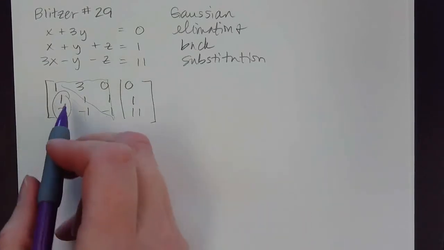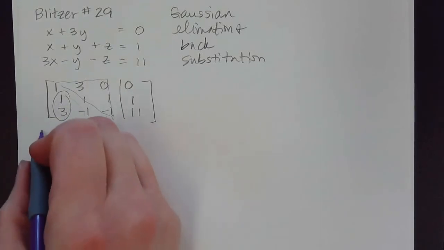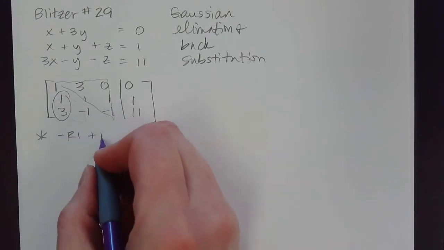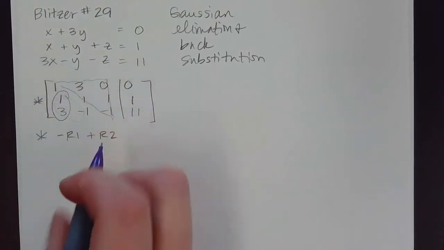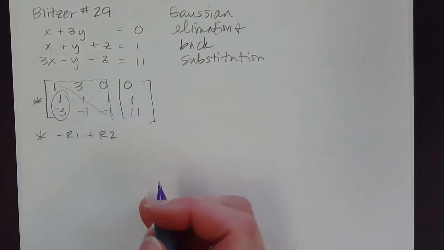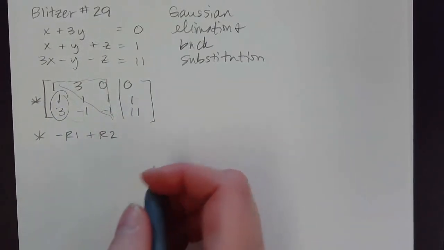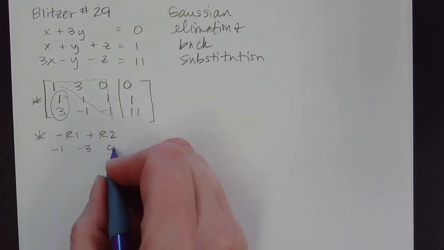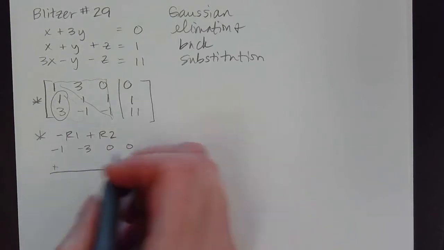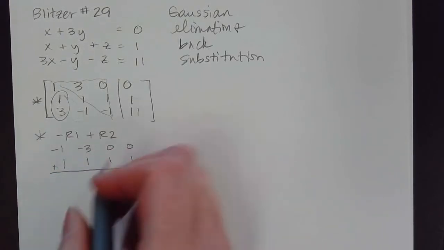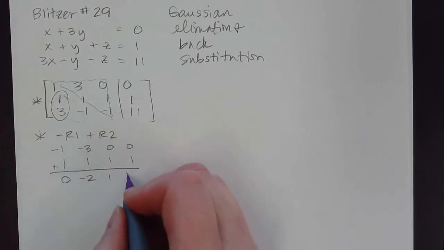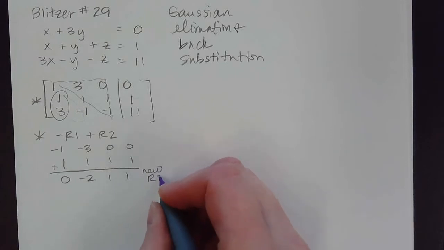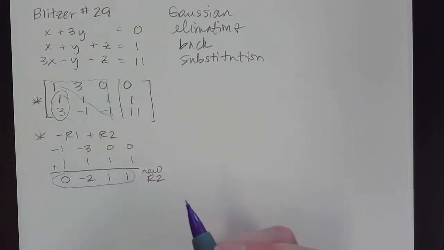And so in order to get rid of this 1, I'm going to use row 1 and row 2. So I'm going to do negative row 1 plus row 2 to cancel that out. And since I am canceling out this 1, I'm going to be replacing that row. That's the row I'm trying to fix. So it's going to go where row 2 is. It's going to be my new row 2 after I do this. So now I have negative 1, negative 3, 0, 0, plus 1, 1, 1, 1. And this is going to be my new row 2. My class likes it when I write this, so I'm just going to go ahead and add that in. This is my new row 2.